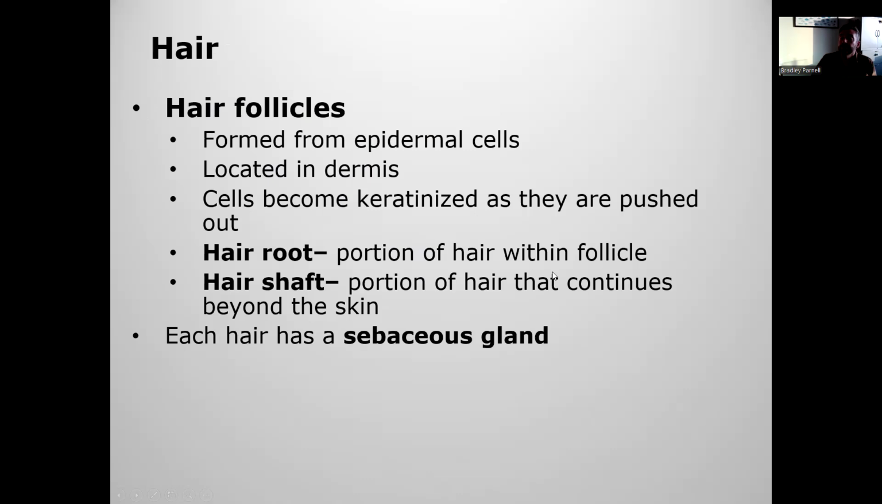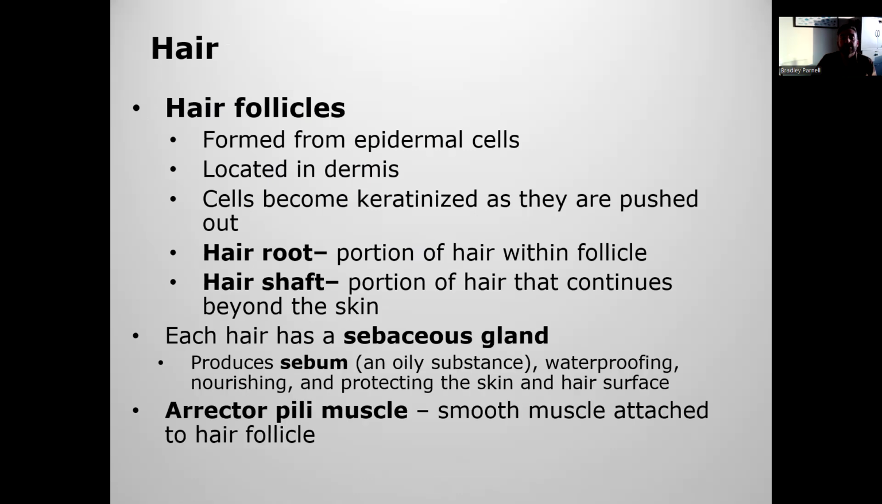Hair follicles are formed from epidermal cells. Those epidermal cells actually line the hair follicle. The hair follicles have a few different parts. Basically, there's the hair root, which is any portion of that hair that is within the follicle, so beneath the skin. And then the hair shaft, which is any of the hair that comes above the skin or above the epidermis. Every hair's got a sebaceous gland attached to it, so that's what keeps the hair lubricated and oily. And then every hair follicle has an erector pili muscle. Again, when those contract, that's what causes those goosebumps on our skin.